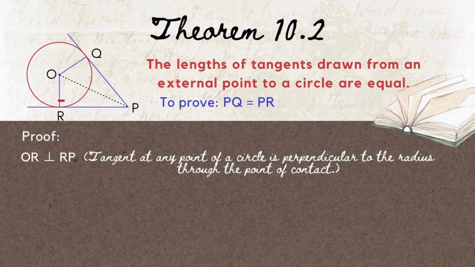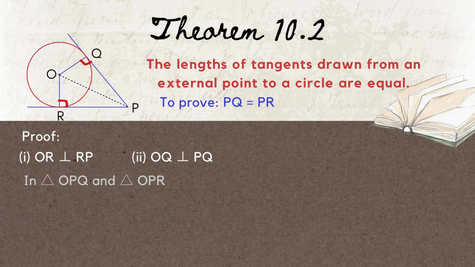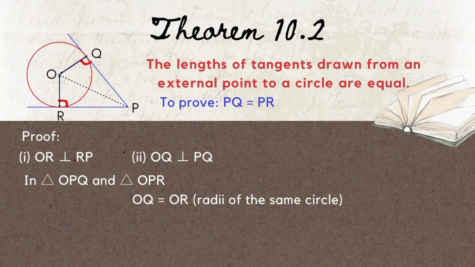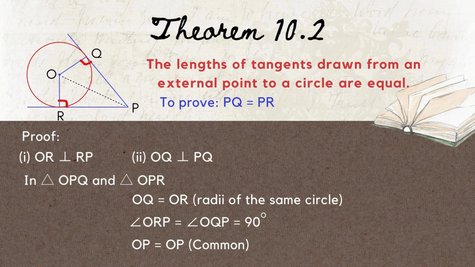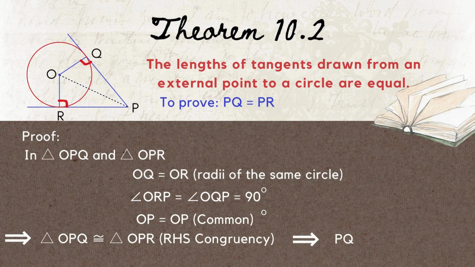Now OR is perpendicular to RP because tangent at any point of a circle is perpendicular to the radius through the point of contact. Similarly, OQ is perpendicular to PQ. Now in triangles OPQ and OPR, OQ is equal to OR because these are the radii of the same circle. Angle ORP is equal to angle OQP, and both are equal to 90 degrees, and OP is common. Therefore, by RHS congruency, triangle OPQ is congruent to triangle OPR. Thus, PQ is equal to PR.